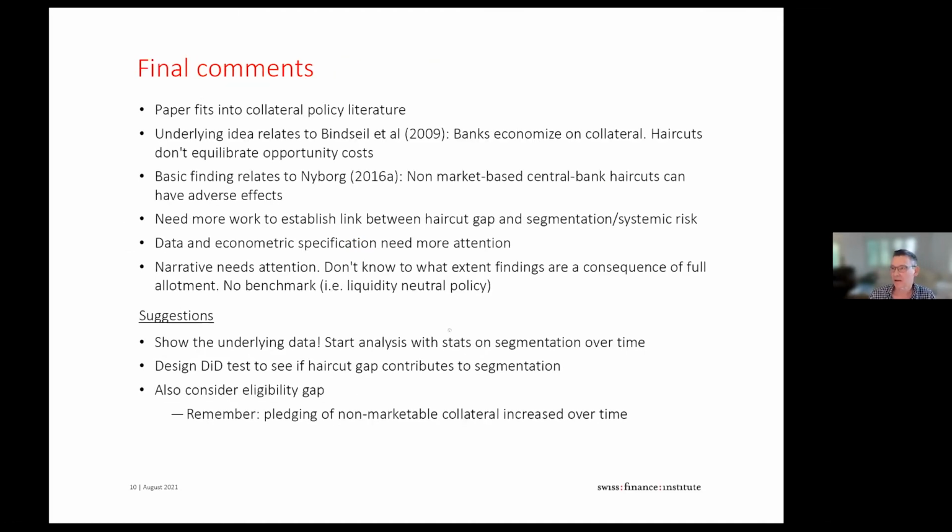So now this is my final slide. I think the paper fits into the collateral policy literature. The underlying idea relates very much to Meisenzahl et al. 2009. Banks economize on collateral, and haircuts do not equilibrate opportunity costs. There are gaps. They were before as well as after full allotment. And the basic finding, that this may lead to systemic issues, is very much related to the points I make in my book. So I talk about market discipline, but I also talk about segmentation. So these are not new ideas. But I do think econometrically we need more work to establish the link in this paper to the haircut gap and the segmentation systemic risk point. The data needs more attention, the econometrics need more attention, and the narrative needs attention.